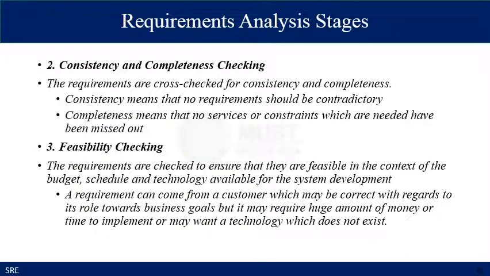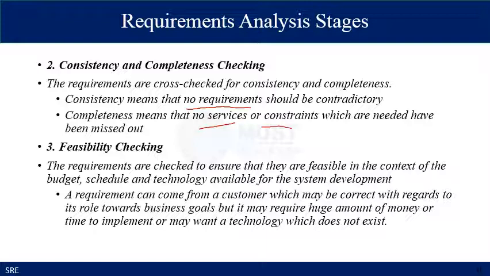Once the necessity of the requirements has been checked, and only those requirements which meet the necessity criteria are carried forward, the next phase in requirements analysis is consistency and completeness checking. The requirements are cross-checked for consistency and completeness. Consistency means no requirement should be contradictory and no requirement should overlap with another. Completeness means that no services or constraints which are needed have been missed out.